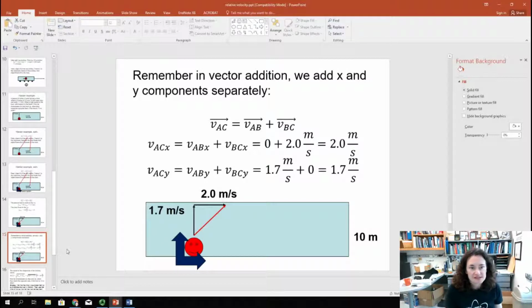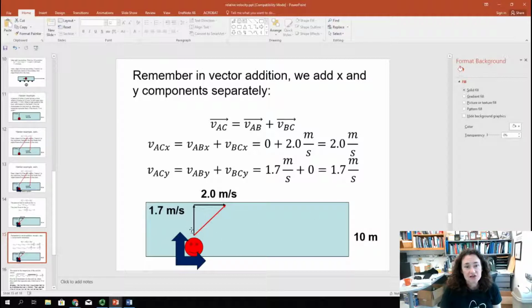So here, VACX is equal to VABX plus VBCX. Okay? So, remember, our x components were 0 and then 2 meters per second respectively. So it's 0 plus 2 is equal to 2 meters per second. Next we have the y equation, and that's VACY equals VABY plus VBCY. And so that is 1.7 meters per second plus 0 is equal to 1.7 meters per second. And that gives us the y component of our final velocity.